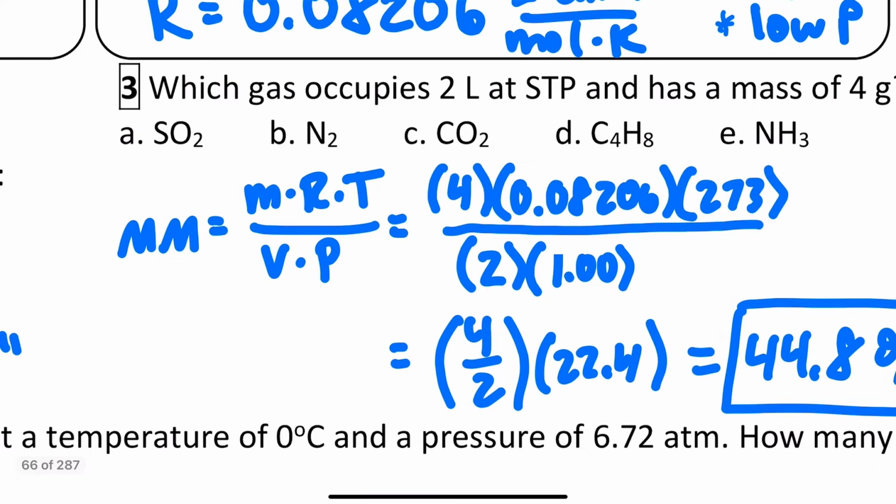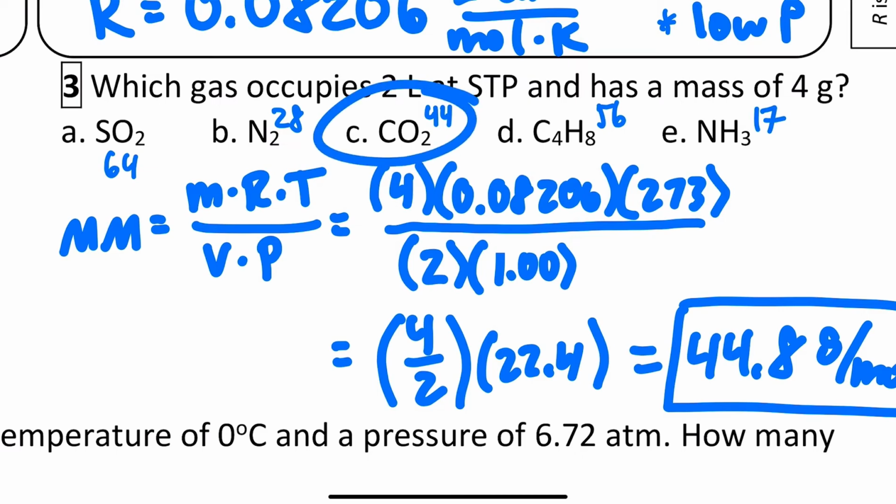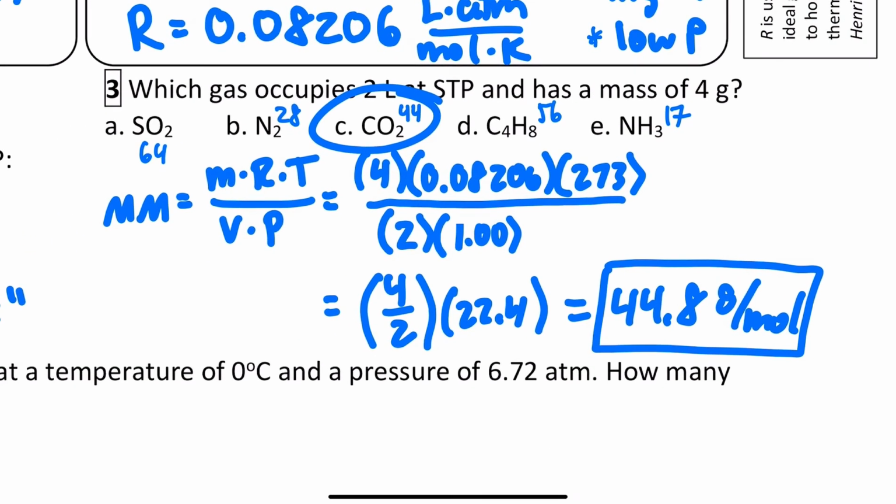And that's how you would do this without a calculator on the multiple choice section of the AP. Looking at the choices, that means I need to go and get a molar mass for each of these gases. Sulfur dioxide, that's 32 plus 2 times 16, so it's about 64 grams per mole. Nitrogen is 2 times 14, so 28 grams per mole. CO2 is 44 grams per mole. C4H8, well, 4 times 12 is going to be 48 plus 8 more, sounds like 56 grams per mole, still nowhere near 44. And ammonia is about 17 grams per mole. So CO2 looks to be our closest. It's not exactly 44.8, but it's certainly the closest answer to that.